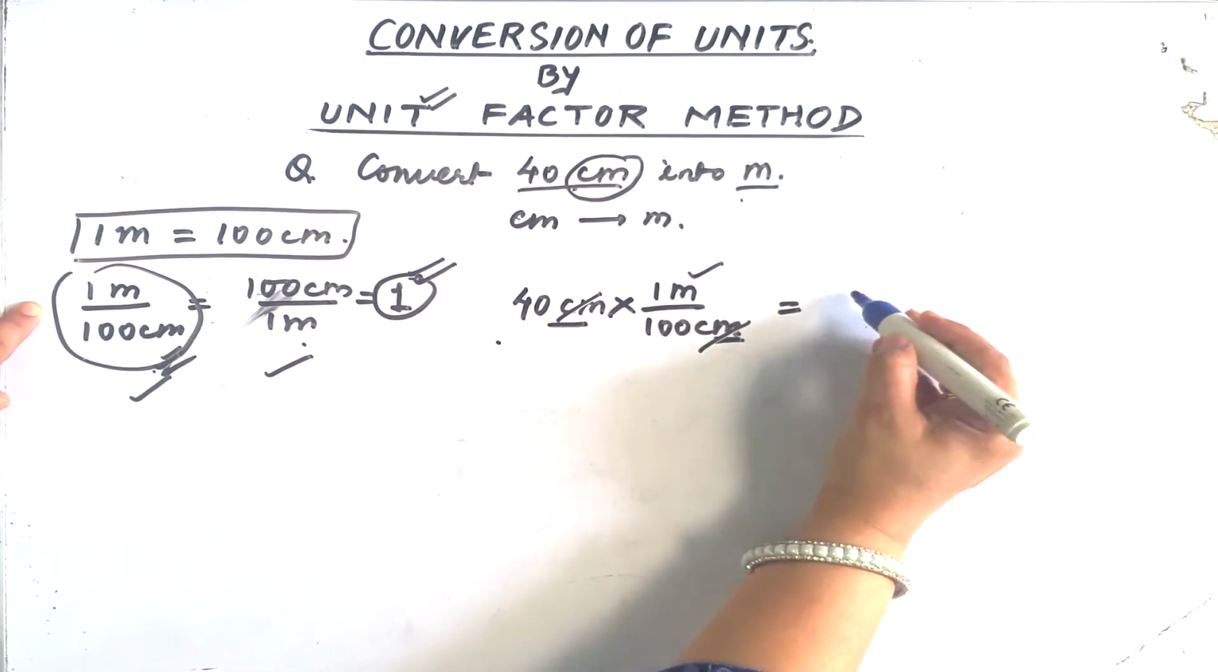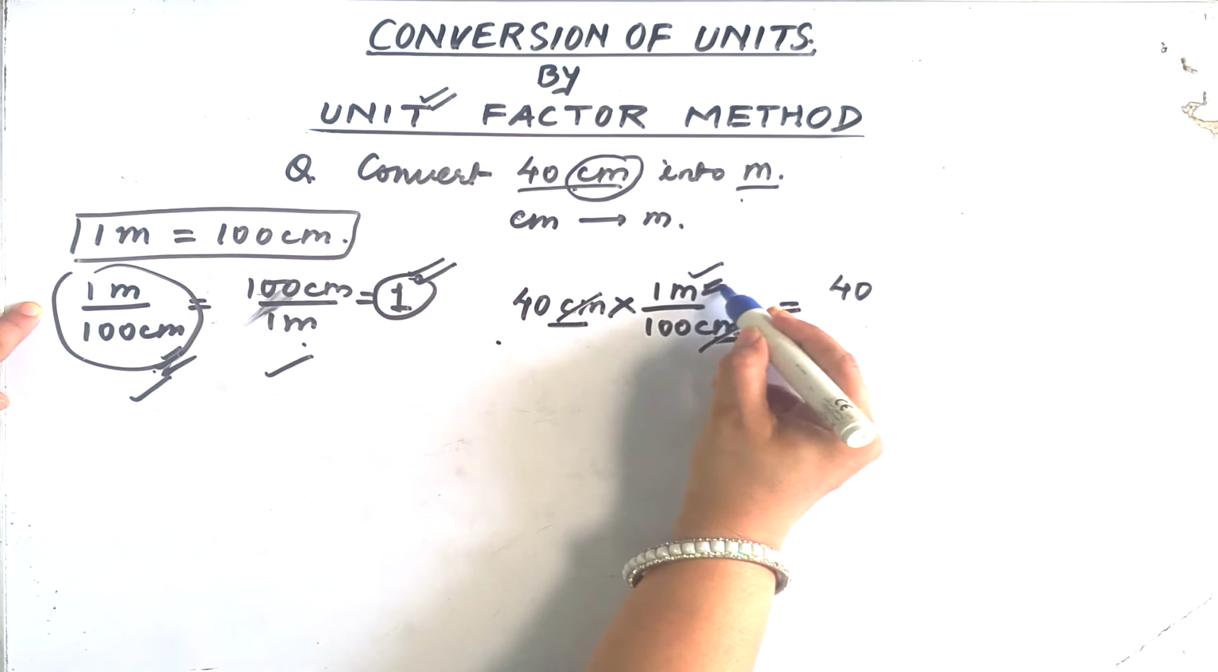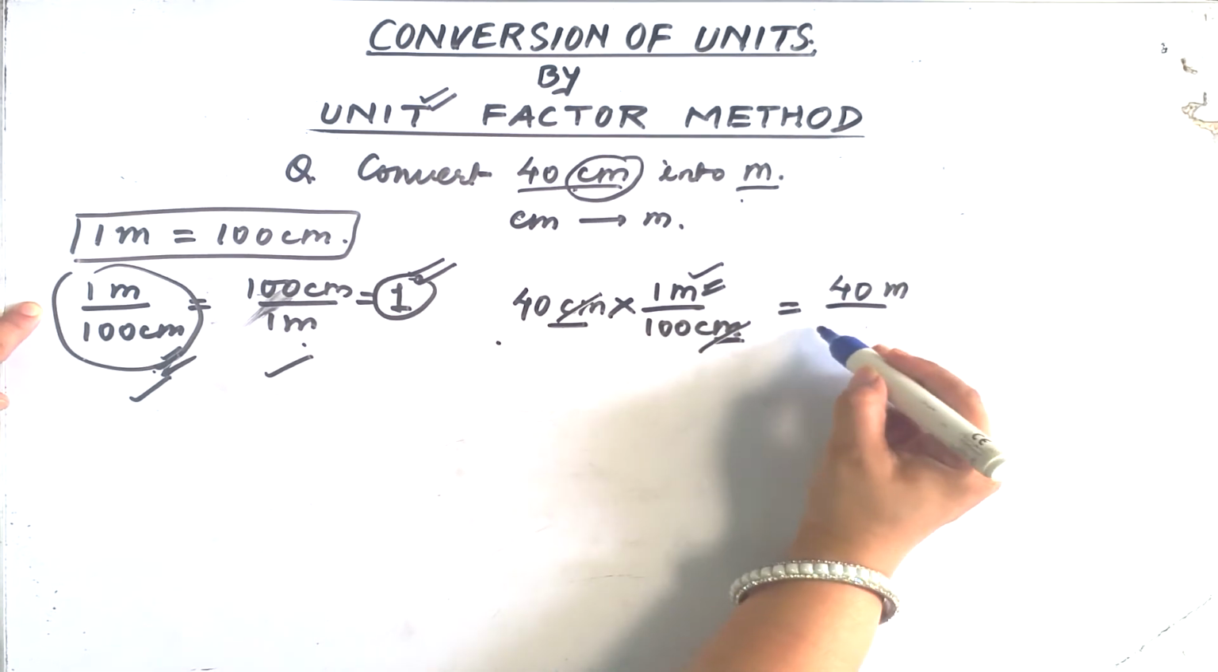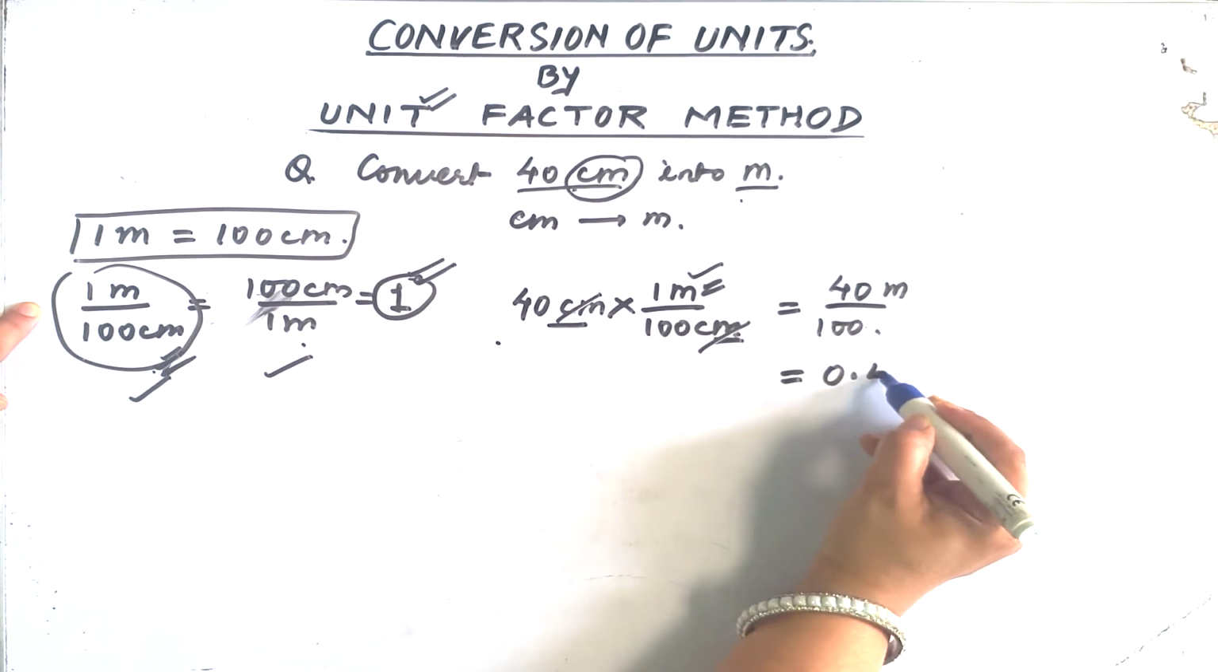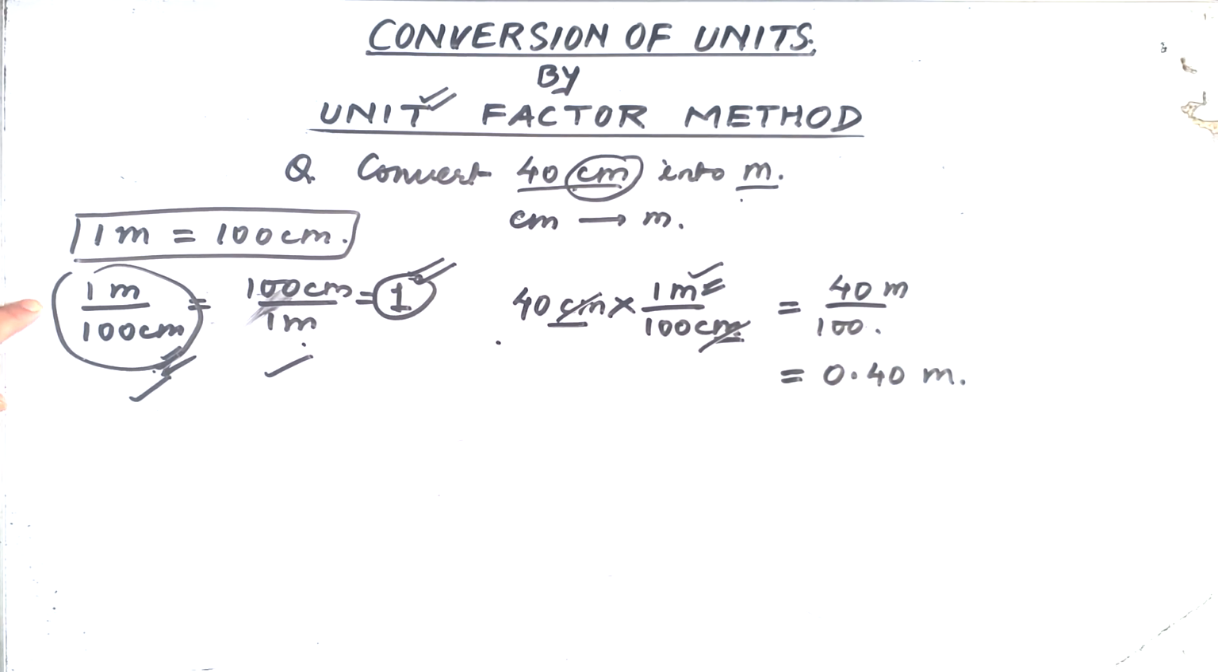So what is left? 40 meter divided by 100. The answer will come out as 0.40 meter. This way we have converted 40 centimeter into meter.